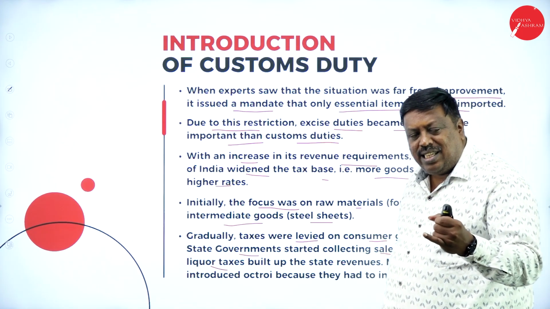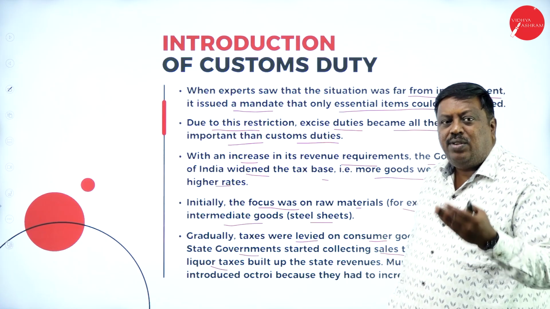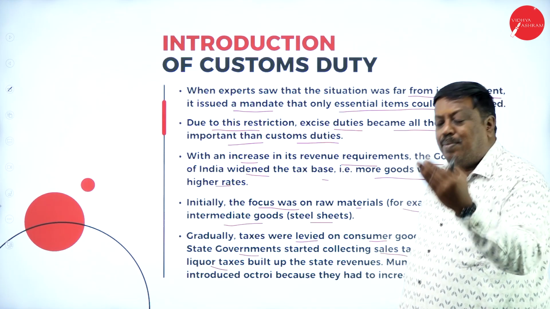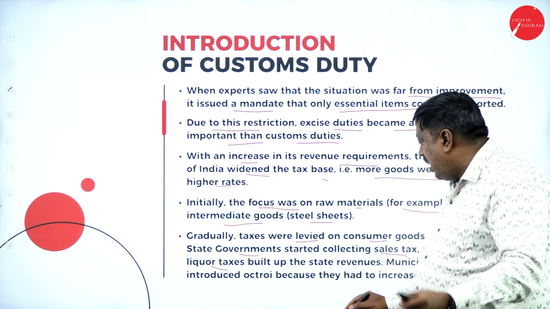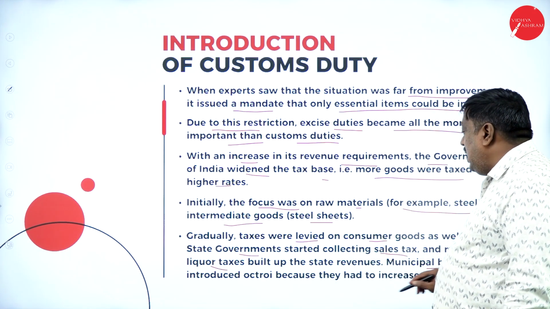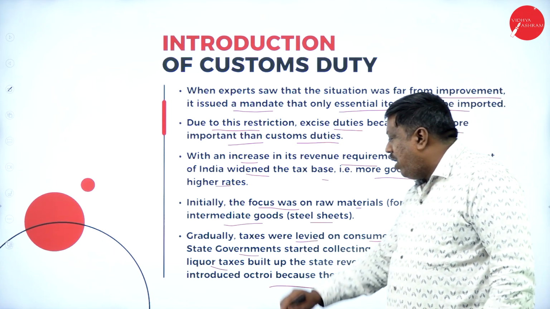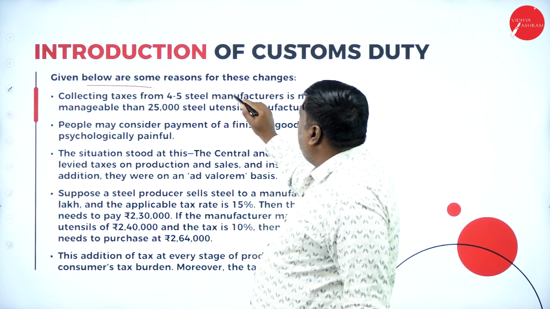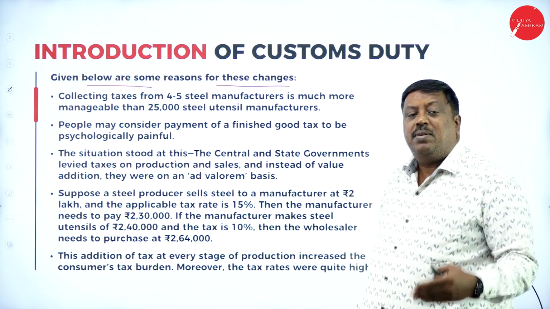The first one was sales tax. If I'm selling any commodity or any goods, I have to collect the tax from the public, the consumers, and I have to pay the tax to the government. In the same way, they started to collect road tax and liquor tax. And municipal bodies started to collect tax in the form of octroi for the betterment of the society.